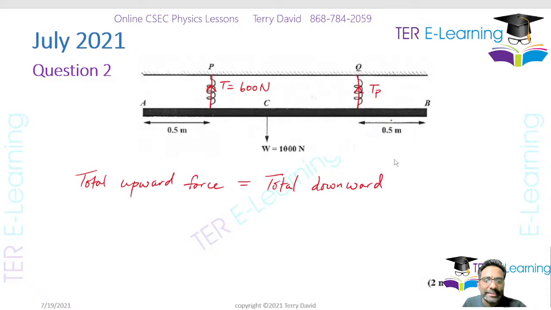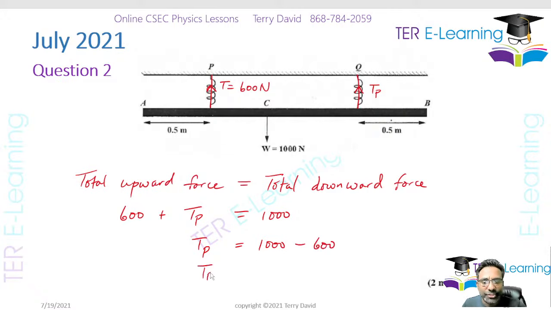So there's no complicated thing here to work out. This has to do with resultant force. If the bar is horizontal, it means that my resultant force has to be equal to 0. So the sum of your upward forces must equal the sum of the downward forces. Therefore, 600 plus TP is equal to 1000. Therefore, TP is simply equal to 1000 subtract 600, and therefore the tension is equal to 400 newtons. That's it. 2 marks for that.